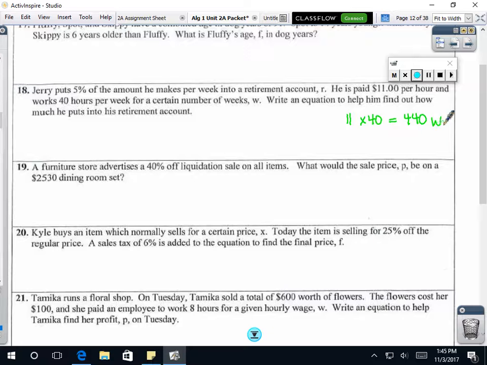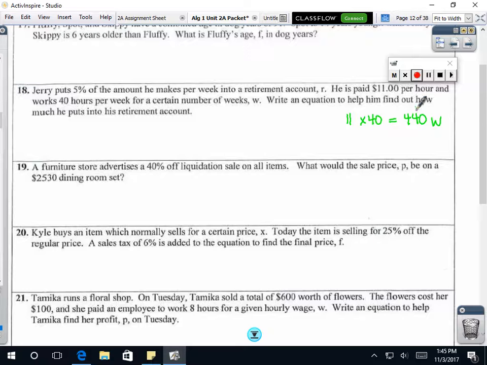Okay, let me say that again. We know he makes 11 per hour, right? And we know in that week he works 40 hours, so wouldn't that be $440 in that week? Yes. Does everybody understand at least that much, that he makes $440 a week at $11 an hour for 40 hours? Okay, that's not a lot of money.